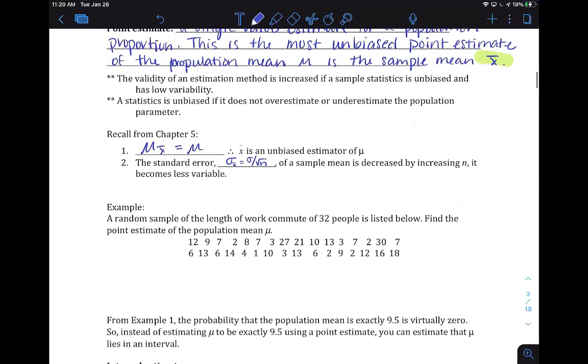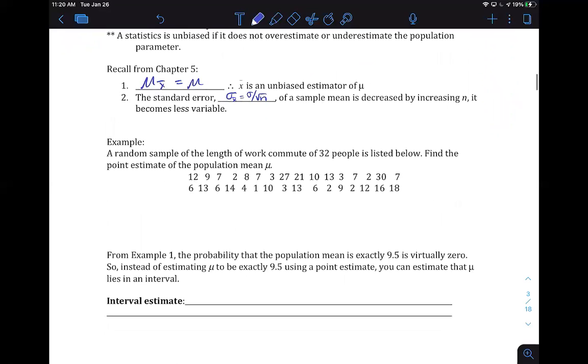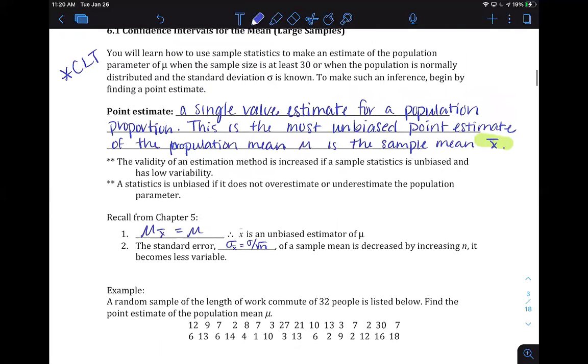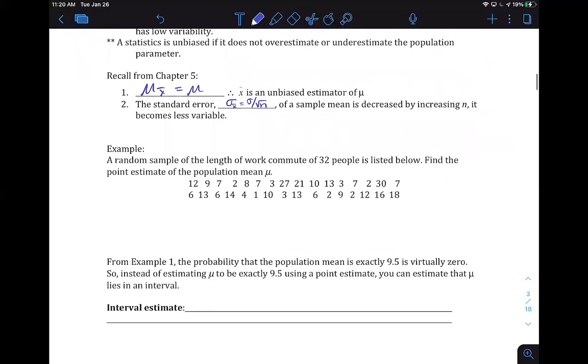So in a random sample, the length of work commute of 32 people is listed below. Find the point estimate of the population mean. Well, what's the point estimate of the population mean? What did we just say? X bar. So you're just finding X bar. Okay, so add up those numbers and divide by 32.